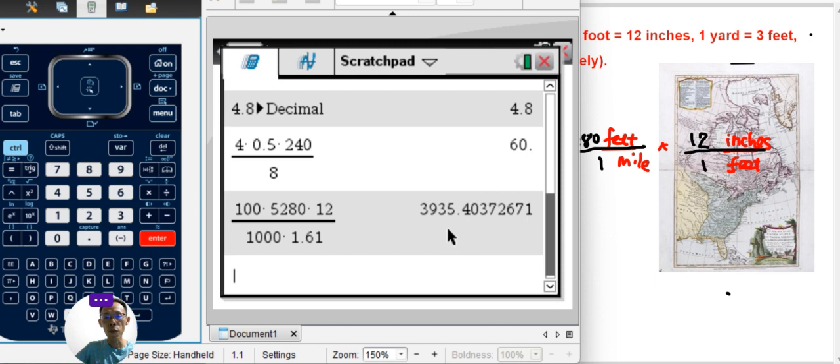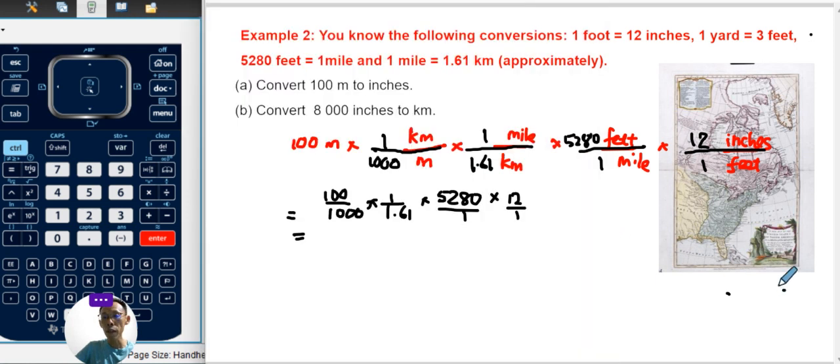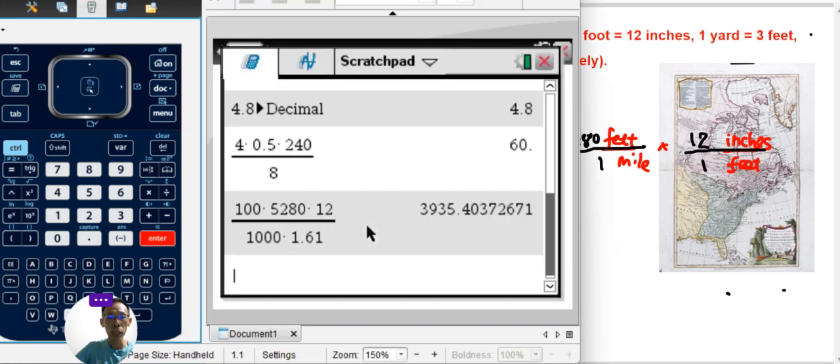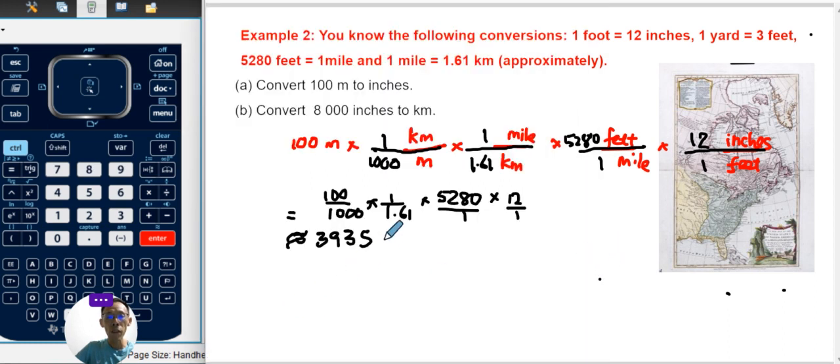This is how many feet I have. It's about 3935. About, so you use the approximation sign. 3935. Let's check again. 3935 feet. All right, 100 meter is about 3,935 feet. Okay, now B, you might want to try this yourself before checking the answer.